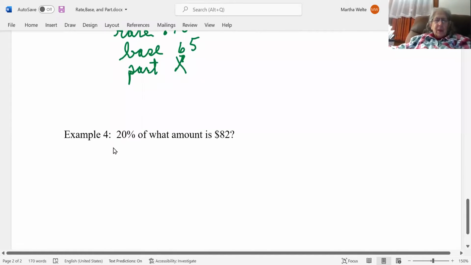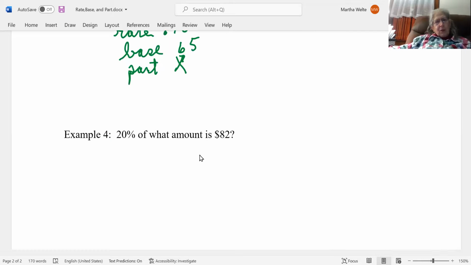Last example. 20% of what amount is $82? Well, 20%, that's easy. The rate is 0.20. Of what amount? 20% of what amount? Okay, so it's the base we don't know. And the $82 must be the part.